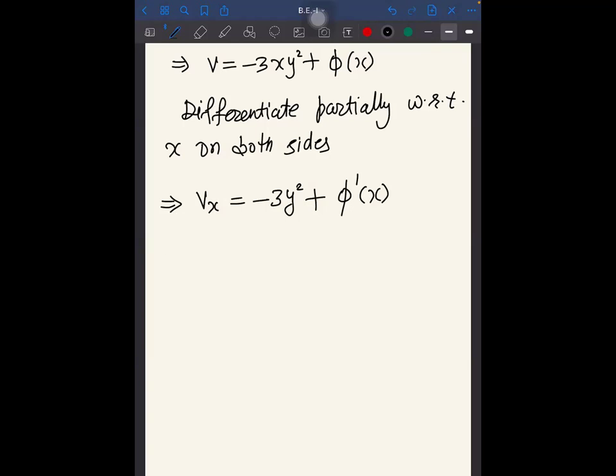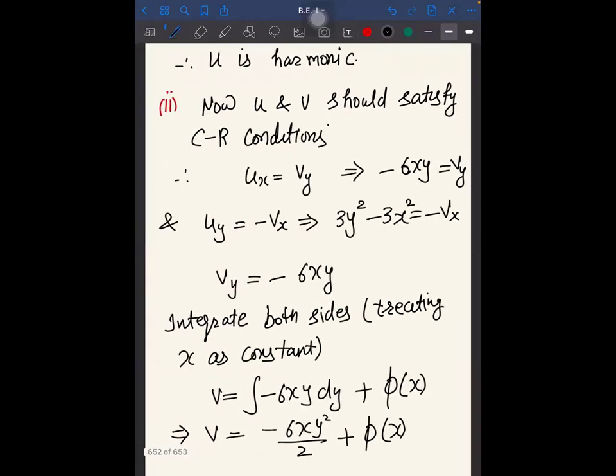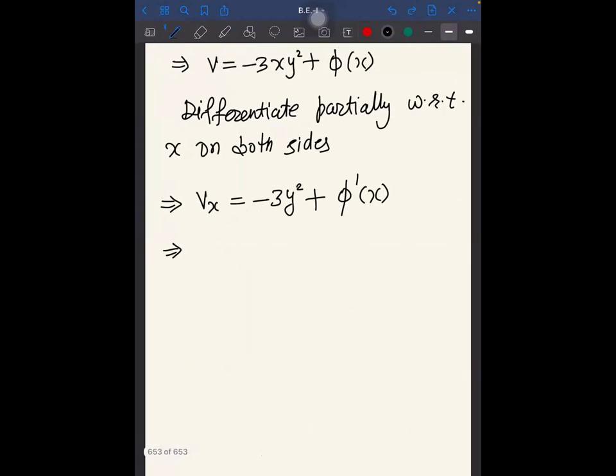Now, what was your Vx? If you take the value of Vx from here, it will become 3x square minus 3y square, because we are getting the minus Vx over here. So we'll multiply both sides by minus 1. So your Vx will be 3x square minus 3y square. So you write it as 3x square minus 3y square minus 3y square plus phi dash x, right? So this thing will get cancelled. Yes, you are with me?